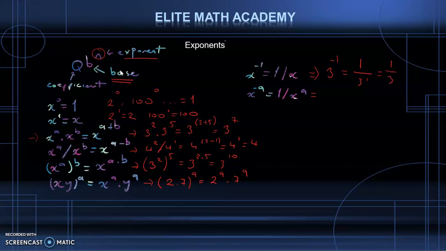If the exponent is different, we will still write it as a fraction, but then we will apply the exponent to the base. If this is 3 to the power minus 3, then we can rewrite it as 1 over 3 to the power 3, which will be 1 over 27.